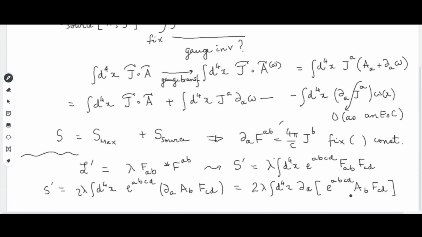Why can I do that? Because you see, the term which is the deficit term, the term which I am not writing down, is actually 0. Because epsilon ABCD del_A F_CD is 0. That's exactly the Bianchi identity.